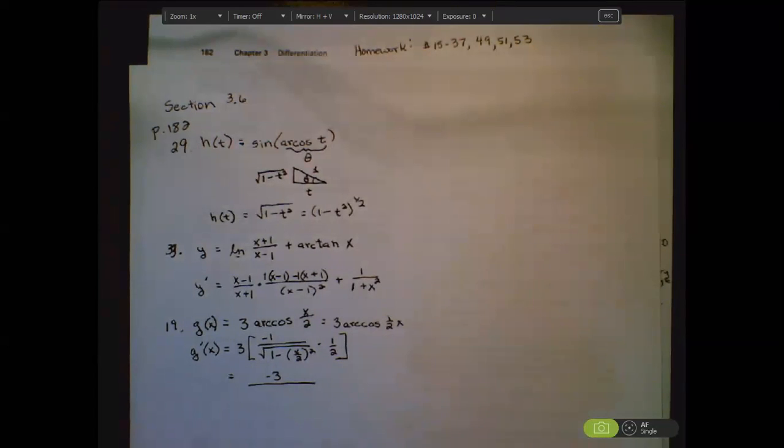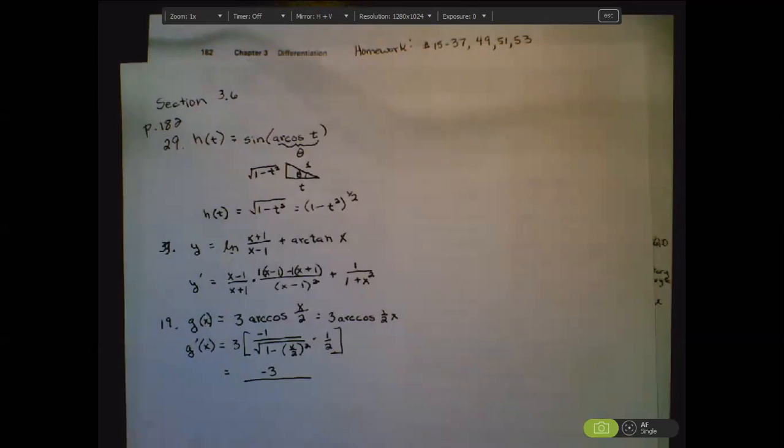Just in case anybody had trouble with that denominator, tell me how you cleaned up that denominator. That looks like the harder part to me.